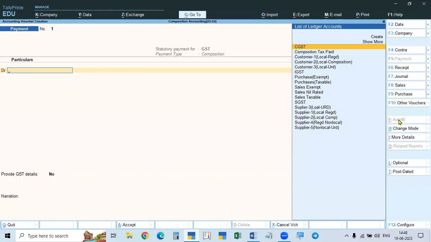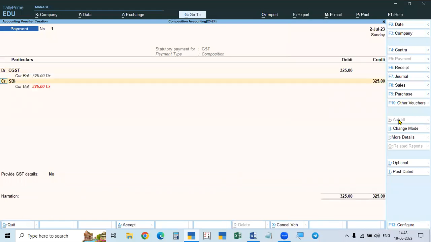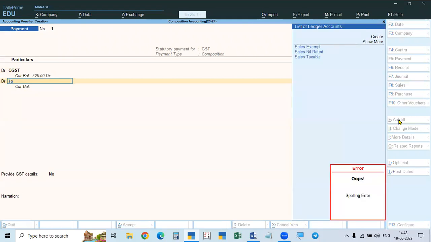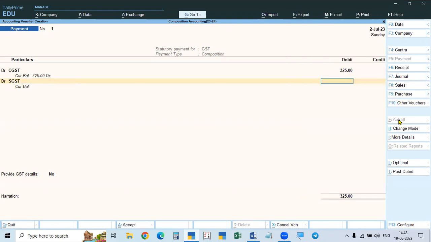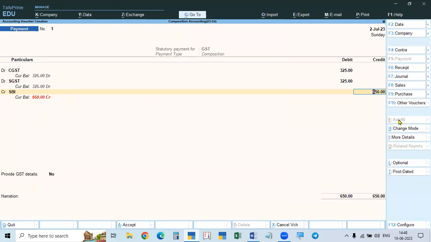And here the entry will be the same. Debit CGST 325, debit SGST 325, and credit State Bank of India 650. Okay, so this is to be shown here. This is why we use autofill. The entry will be the same.